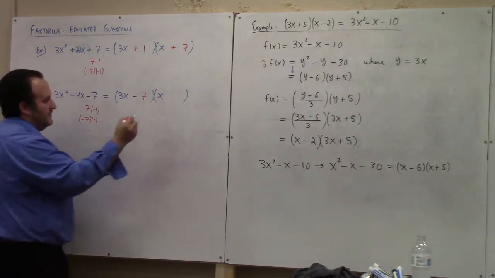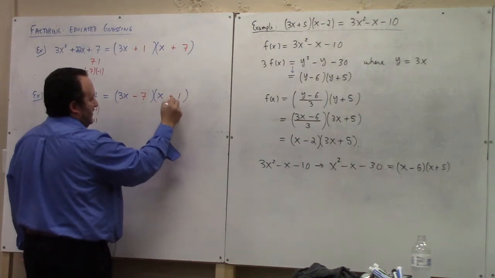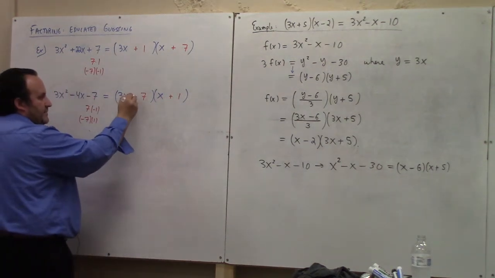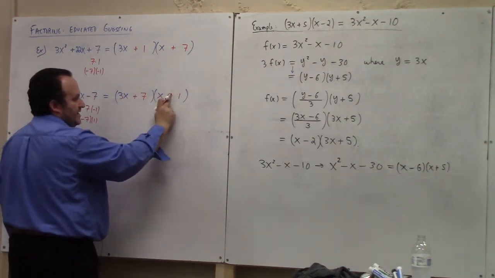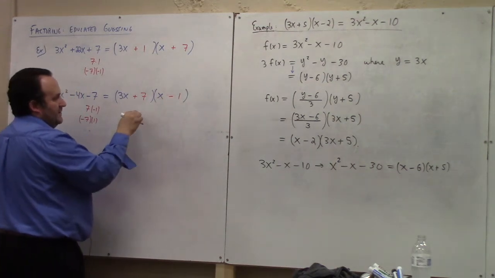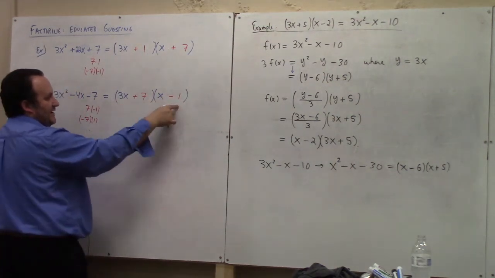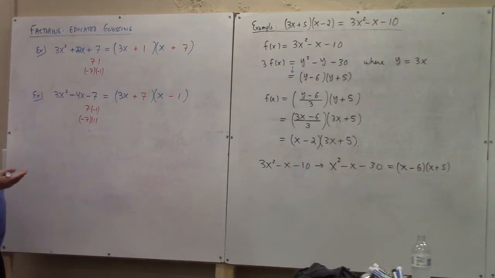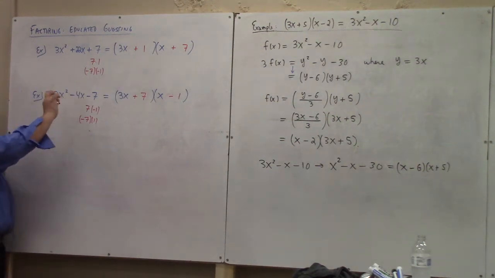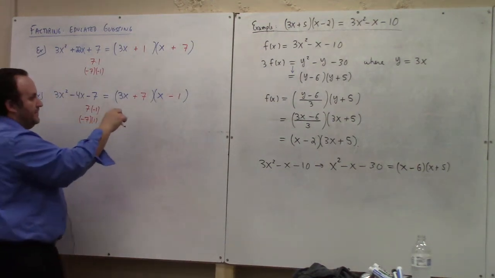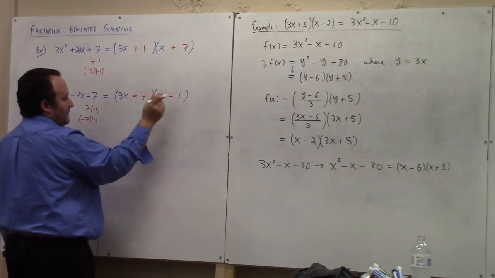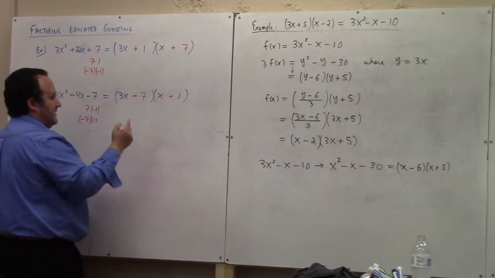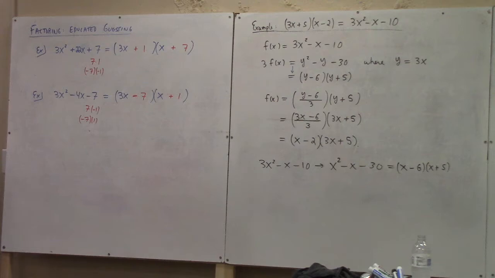Plus 1? Yeah, I could try the other way around. I could try a plus 7 here and a minus 1 over here, but when I do that, what happens? Then I get 7x minus 3x, which gives me 4x in the middle. But I've got a minus 4, so I have to put them in the other order. I have to do minus 7 and a plus 1 to get back to that.